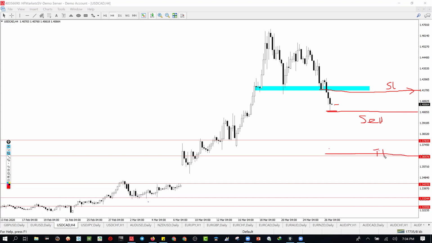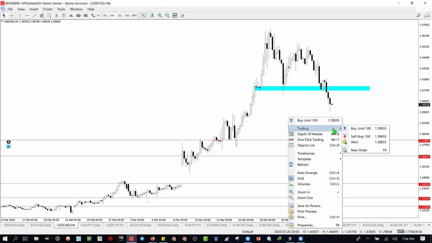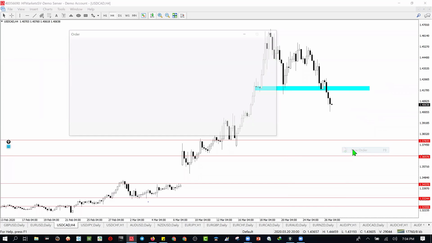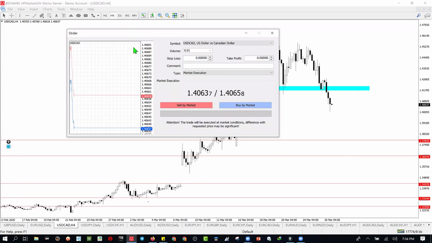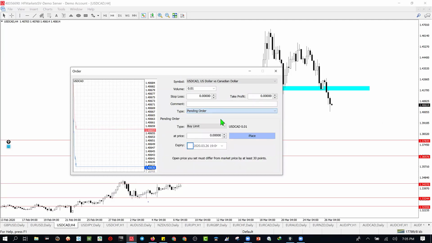Okay. This is where the pending order tricks come in. So this is what you need to do in your trading chart. All we need to do is right click on trading, new order, click on new order. Yes. Then we click on market execution. Yes. You click right there, you click on pending order.